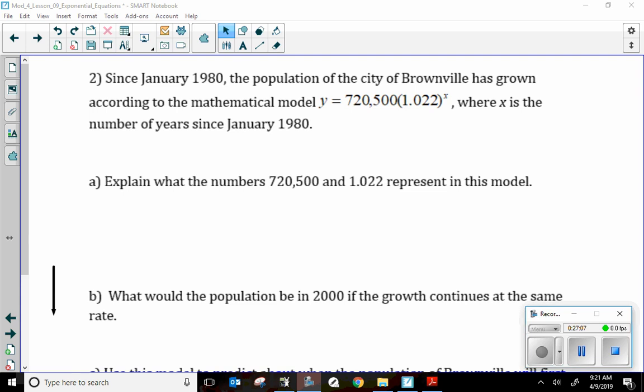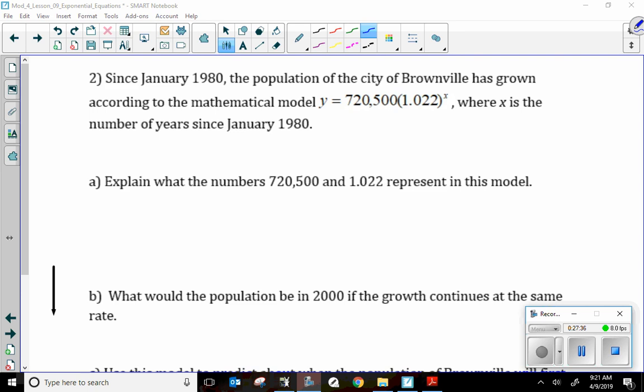All right, here's another good problem. Since January of 1980, the population of the city of Brownville has grown according to the mathematical model y equals 720,500 times 1.022 to the x, where x is the number of years since 1980. Okay, explain, for part A, what the numbers 720,500 and 1.022 represent in this model.